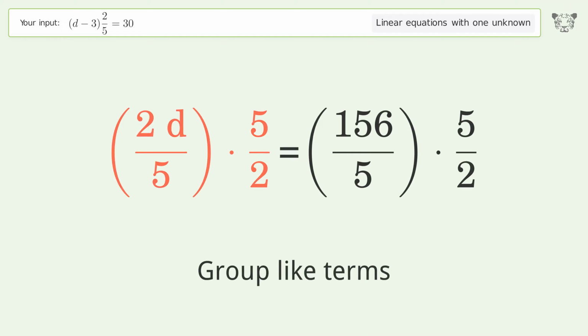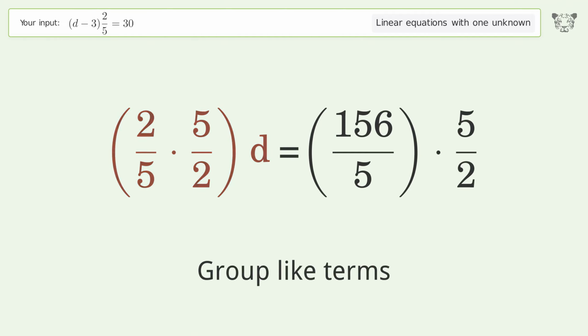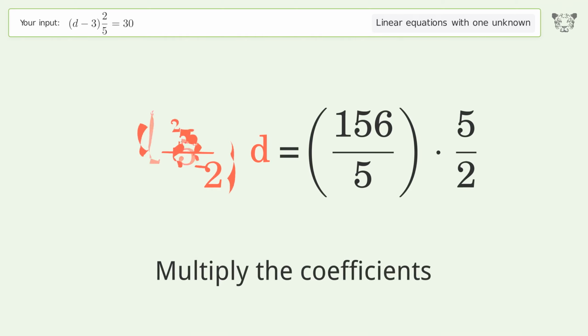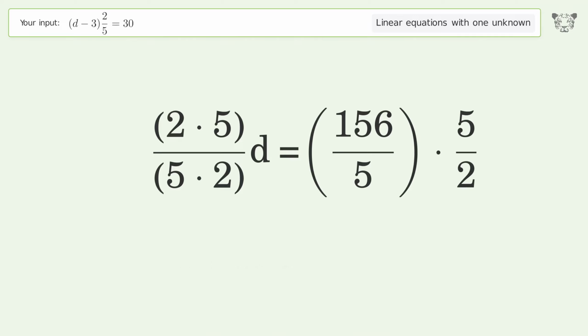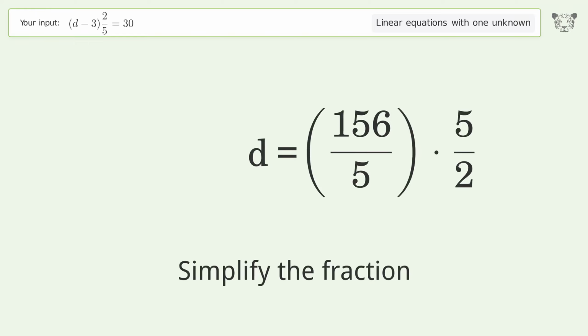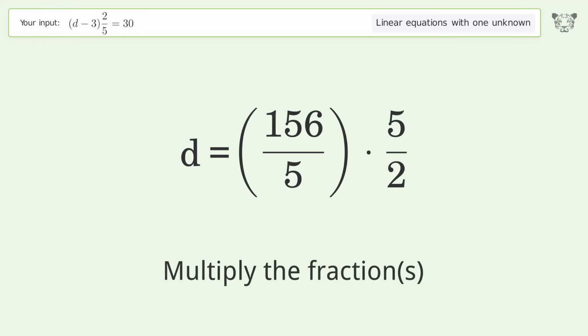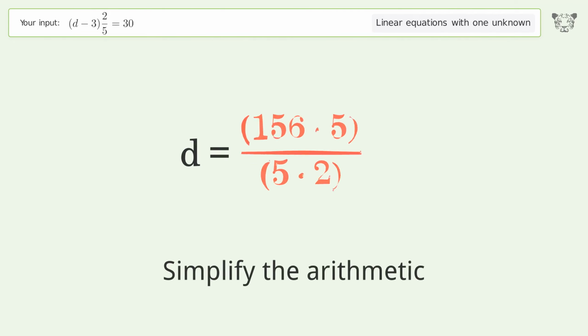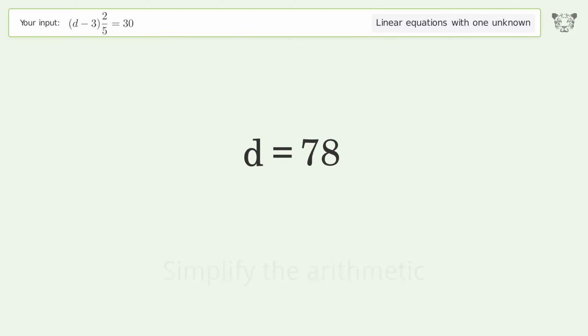Group like terms. Multiply the coefficients. Simplify the fraction. Multiply the fractions. Simplify the arithmetic. And so the final result is d equals 78.